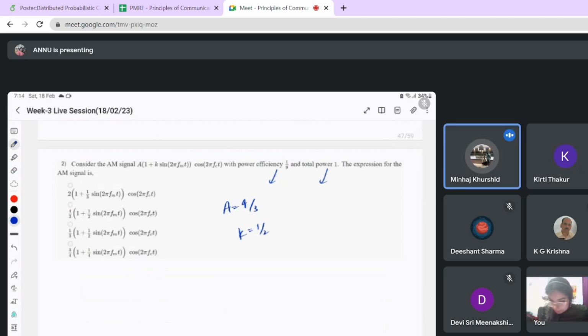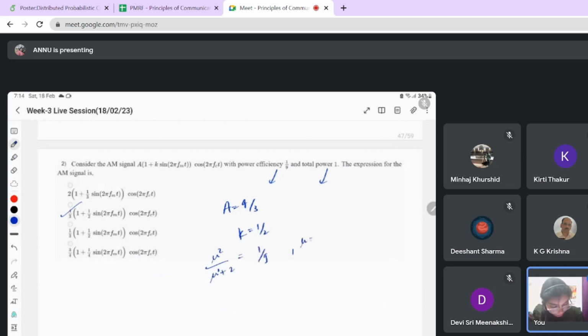Ma'am, just now when this question came in front of me, I got the formula. Yes, very good. So the answer should be B. How is power efficiency defined? Mu square divided by mu square plus 2, 1 by 9.